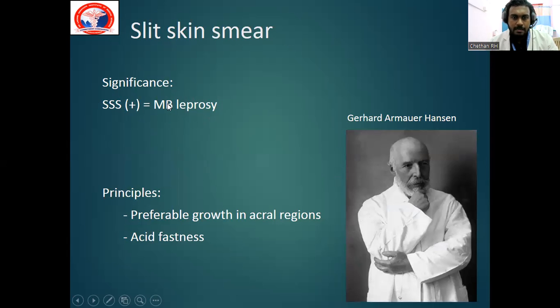And multibacillary leprosy differs from paucibacillary leprosy in that multibacillary leprosy will have a higher amount of bacterial load and requires a longer duration of treatment time. So that is why it is very important to do acid-fast staining in a case of leprosy. So this was the scientist who discovered Hansen's bacillus, Gerhard Armauer Hansen.